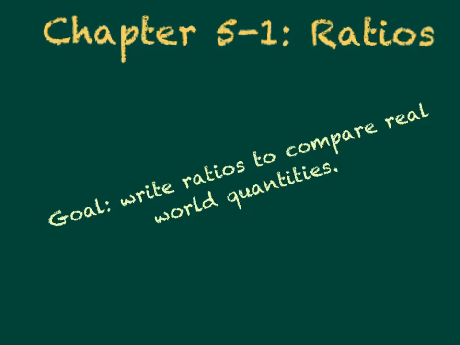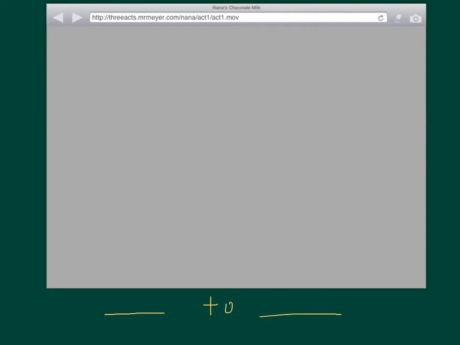Today's lesson comes from Chapter 5, Lesson 1, and our goal is to write ratios to compare real-world quantities. Take a minute to watch the Nana's Chocolate Milk video. In it, you'll see a great example of how ratios are used so often in everyday life. In fact, you've used them all the time without ever realizing what it is you are doing.